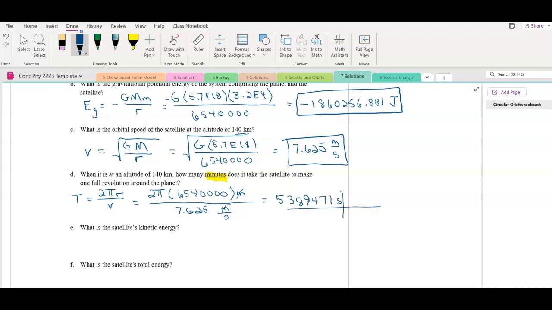And then I need to convert. There are 3,600 seconds in 1 hour. Oh, we want to make it minutes. Sorry, I was thinking hours. Let's do minutes. So there's 60 seconds in 1 minute. And so it's 89,824.518 minutes.